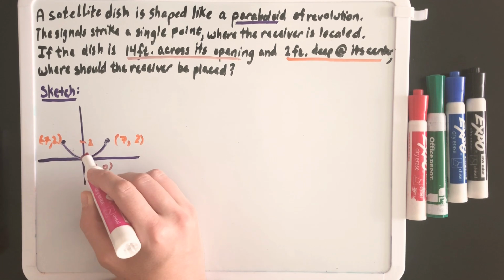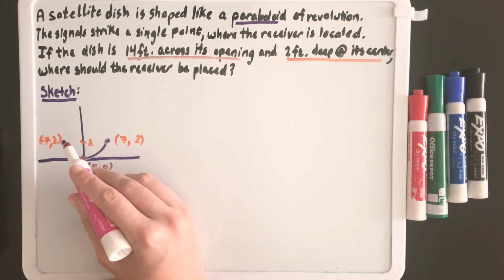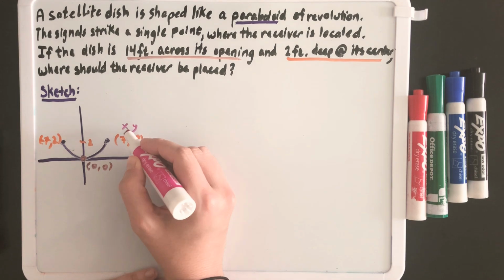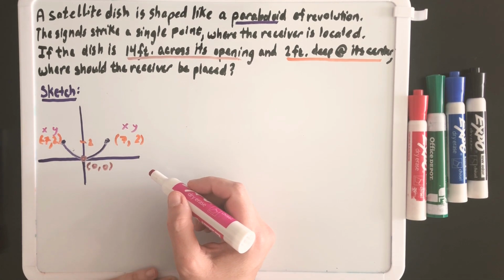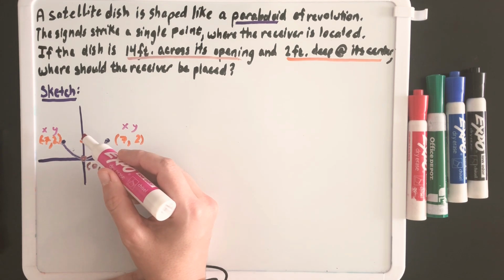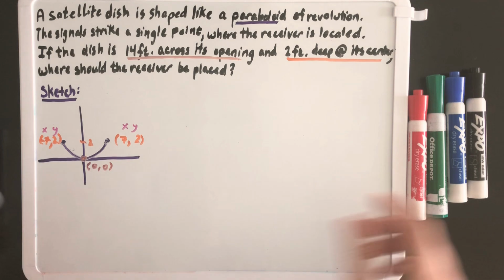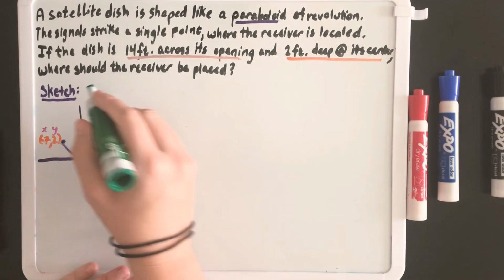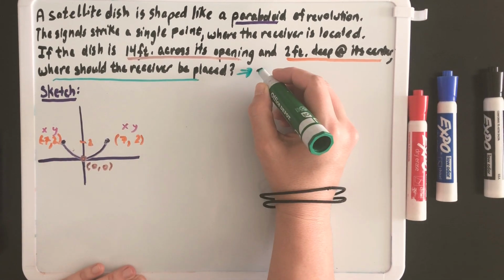They simply gave us that information, the width across and the depth at the center here, to give you 2 locations, an X and a Y. We really don't know where the receiver should be placed. Should it be placed here, here, here, here? We don't know. So in order to find that, we need to recognize that what we're really looking for, where should the receiver be placed? Really, what we're asking you to find is P.